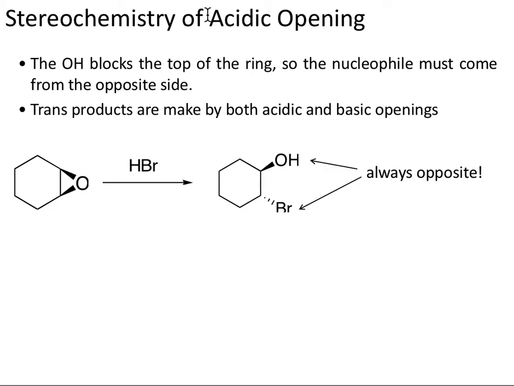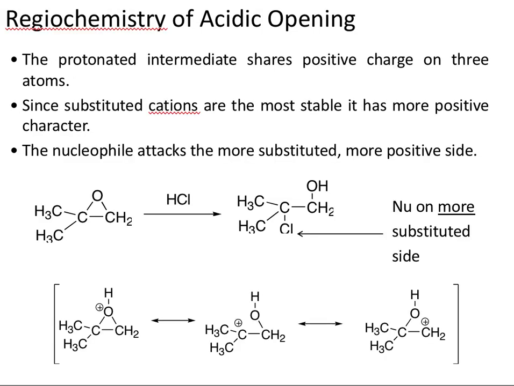All right, so the stereochemistry of acidic opening is similar to that of basic opening. You have nucleophilic attack from the backside, and then you have the leaving group, in this case the OH group, leaving from the front side. So the nucleophile and the OH group are going to be trans to each other. And once again, this is the same as for ring opening in basic conditions.